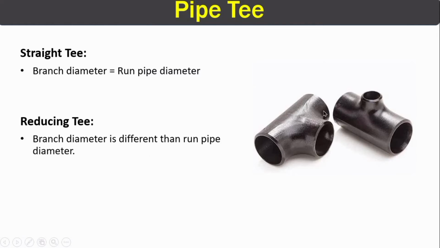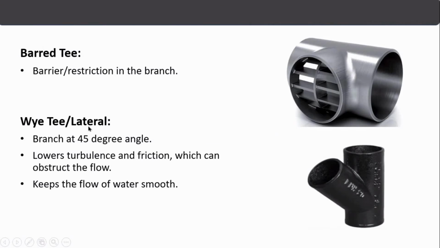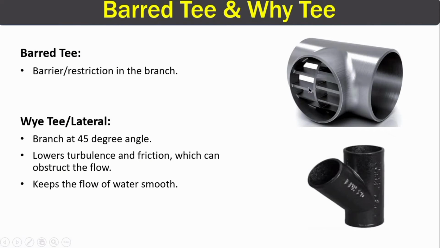In this image, you can clearly see that all the sides of the T have equal diameter. This is called a straight T, but in this case, the run side of the T is different from its branches. That's why it's called a reducing T. Barred T. In this image, you can clearly see there is a barrier, or you can say a restriction, in the pipe inlet, and this is why it is called a barred T. It is mostly used for maintenance purposes.